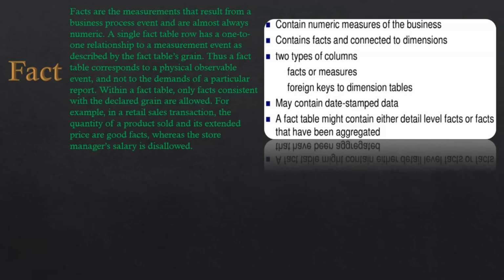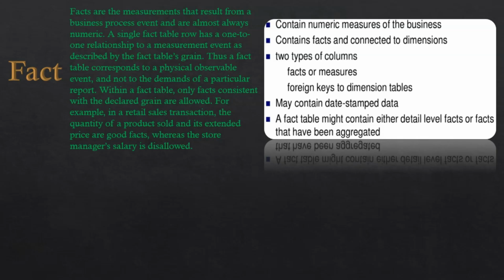Facts and dimensions are connected to each other. Two types of columns: facts or measures, and foreign keys to dimension tables. So guys, what actually is there in a fact table? In a fact table, we will find two things. Either we will find facts or we will find the foreign keys which are relating them to the dimension tables. We will come to this topic in our subsequent sessions when we will understand how fact and dimension tables are connected to each other.